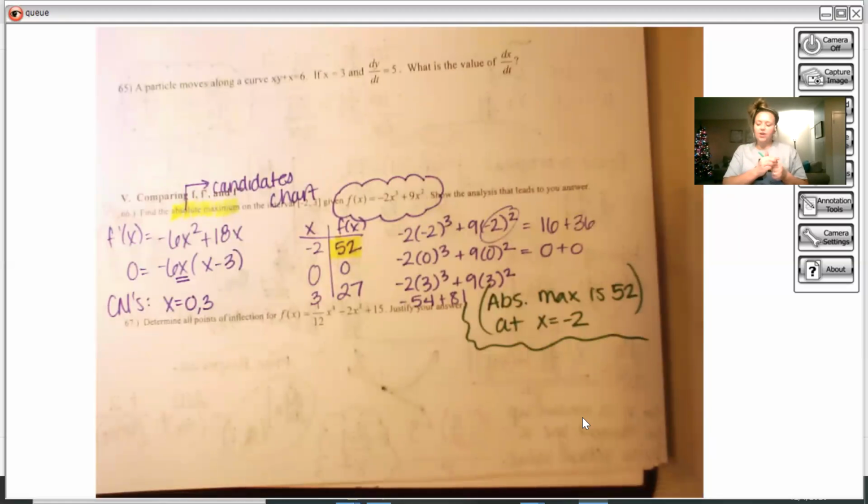All right, go ahead and turn to the next page for me, please. Okay, next section, we're going to be continuing with derivative tests.